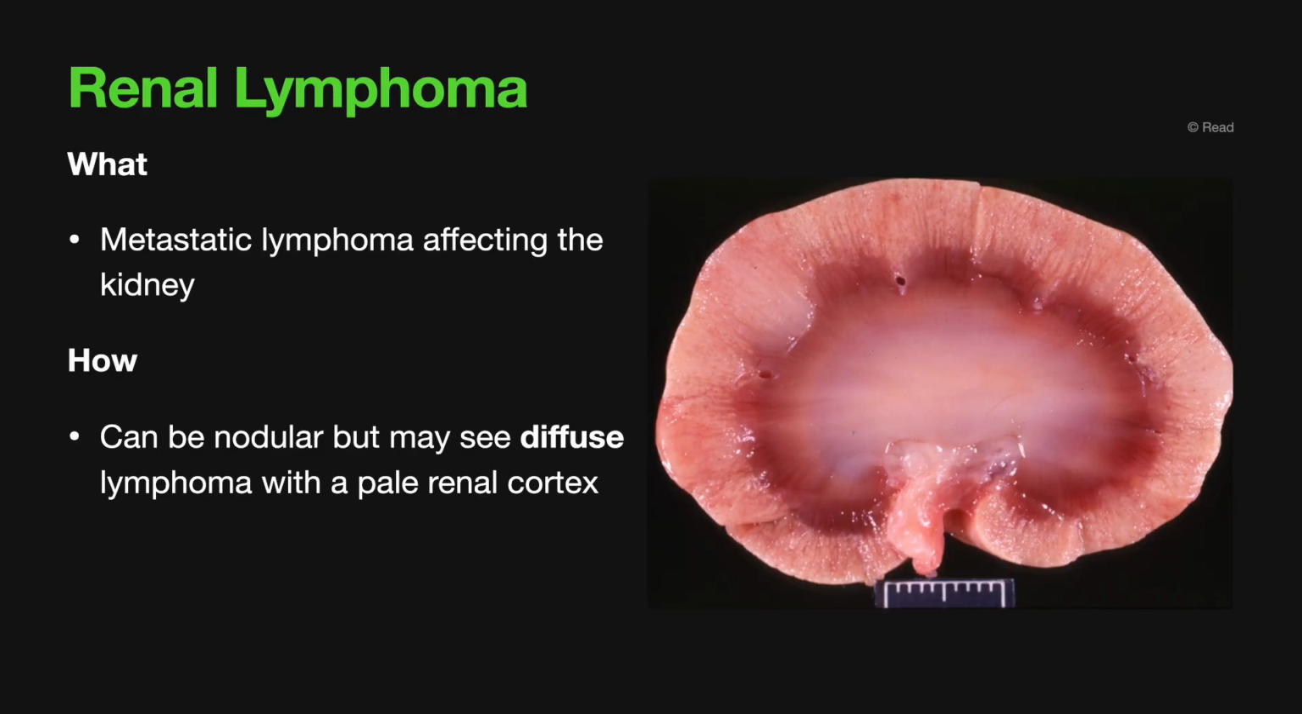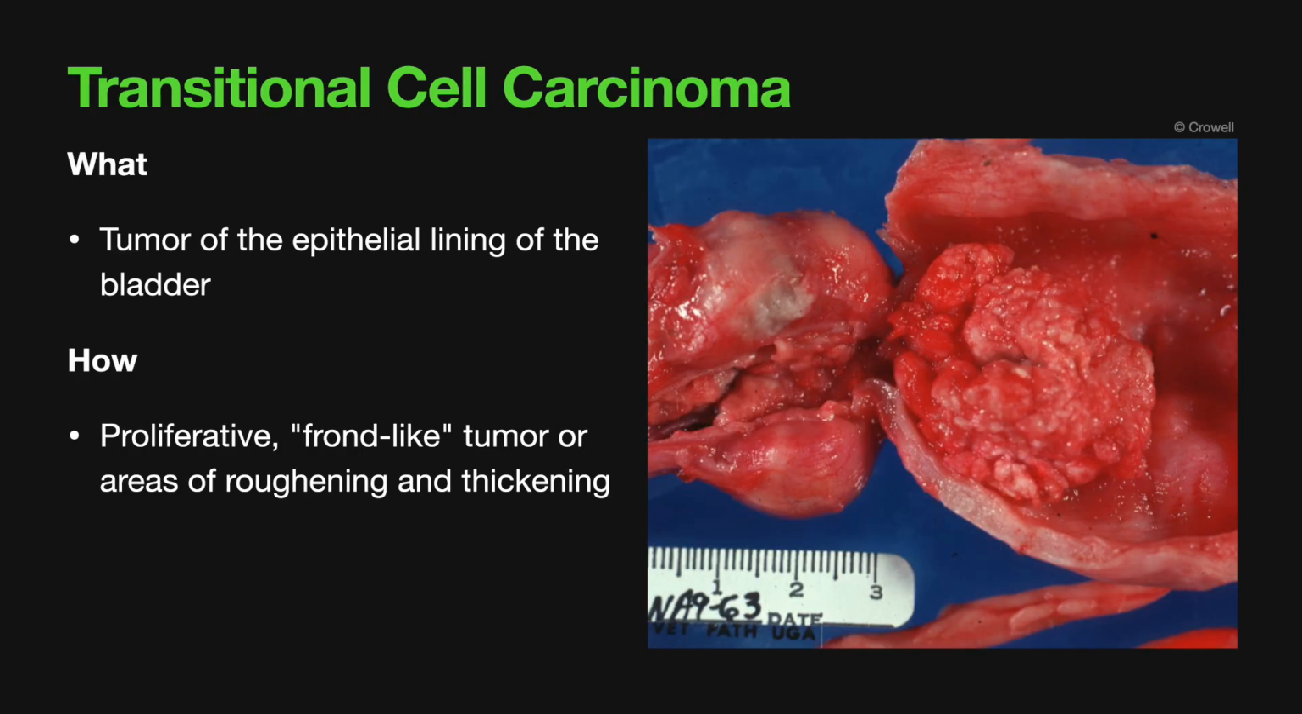Renal lymphoma is typically metastatic from somewhere else in the body. It can be nodular like you might expect, but one unique presentation of this neoplasm in the kidney is a diffusely pale renal cortex. Transitional cell carcinomas are tumors of the epithelial lining of the bladder. They are often proliferative and have a frond-like appearance, or they can appear as just areas of roughening and thickening in the bladder lining.